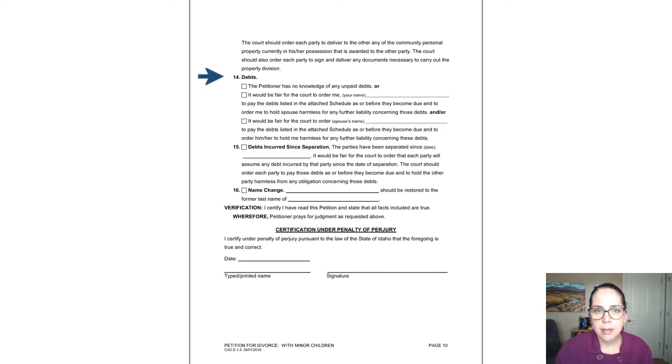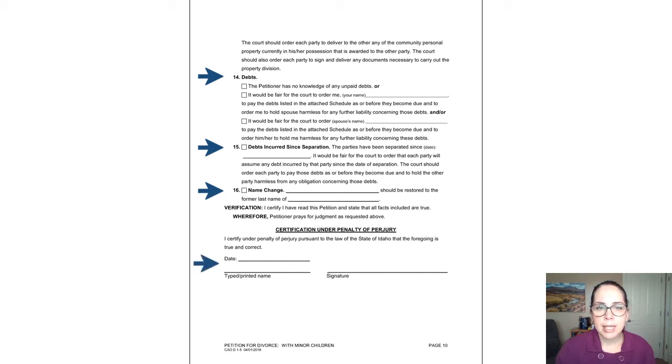On page 10, paragraph 14 is where you can identify any debts and which party should be responsible for the repayment of that debt. Paragraph 15 identifies a date of separation. Any debts incurred after that date would be the responsibility of whichever party incurred them. And then 16 gives the opportunity for name change. If either party did change their name for the marriage, this gives them the opportunity to be restored to their former last name. Keep in mind, this is not ordering anybody to change their name. It is just giving them the option to, if they ever decide to, on their own timeline.